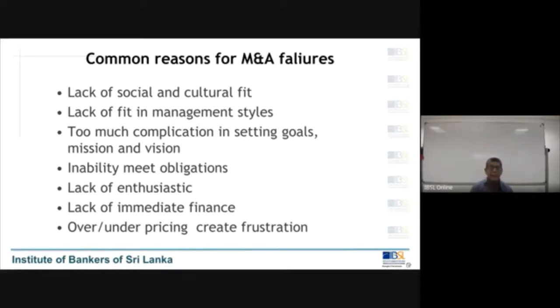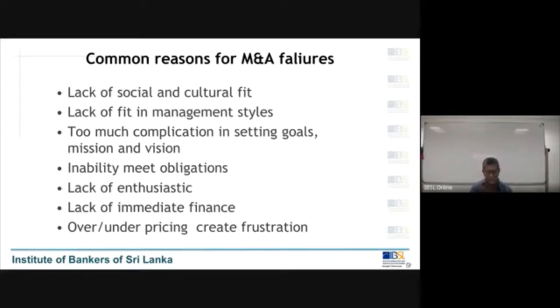Then inability to meet obligations. We are spending a lot of money, so everybody is expected to perform a particular job. But some people are unable to meet obligations for various reasons, maybe due to resistance, or maybe due to competency. So why are they not in a position to perform their job?